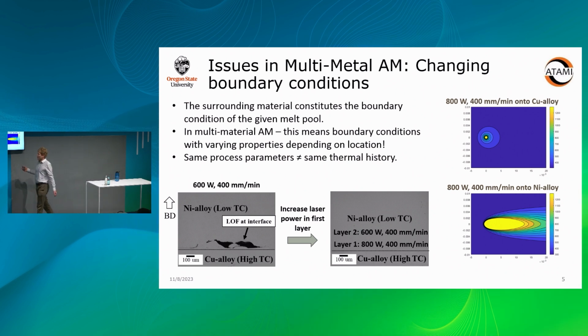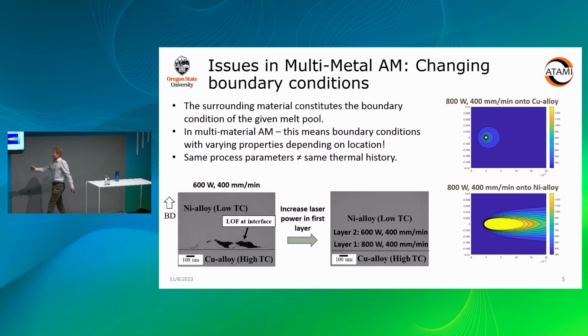So if you're, for example, depositing a nickel-based alloy on a copper-based alloy, that copper-based alloy is just going to suck all the heat away. And I actually have this simulation here to give you some idea of what's going on. So here's a single parameter. We're depositing that on top of a nickel alloy. The same parameter on top of a copper alloy. Look how much smaller the melt pool is.